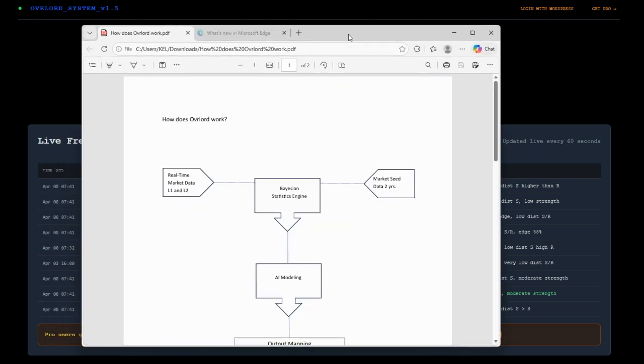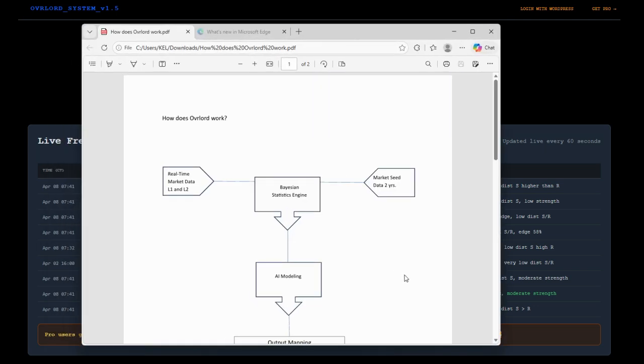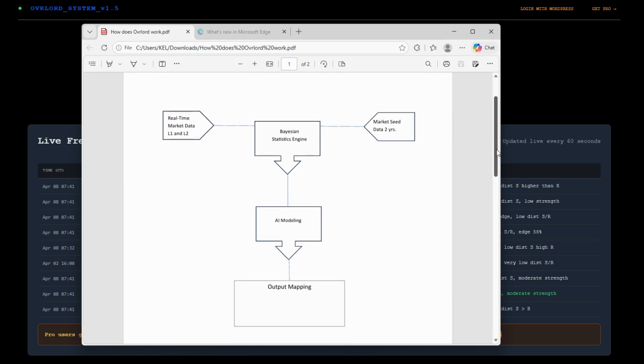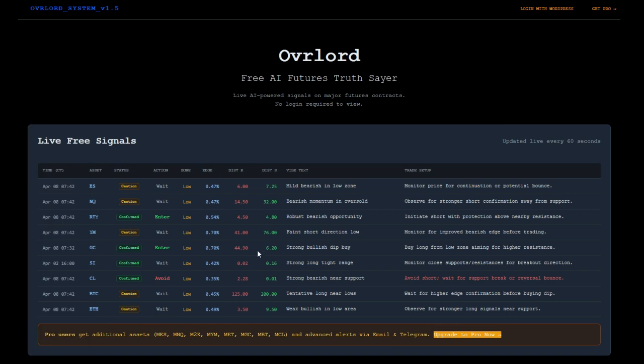Basically, Ovrlord gets its data, it has real-time data coming in, both L1 and L2. We have a market seed, 2 years worth of market seed. It all feeds a statistical engine, which then comes out with data that the AI can understand and has been trained on. And so the AI looks at that data and then dumps to an output mapping.